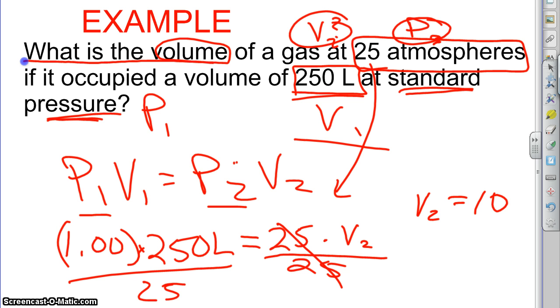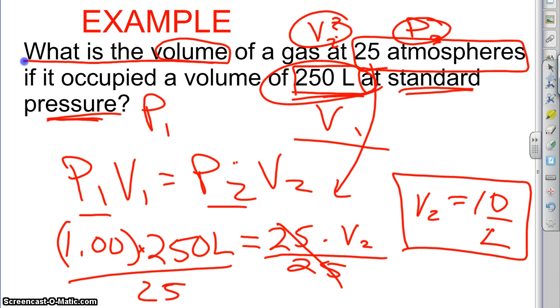I believe we can only justify 2 sig figs, so we'll underline that. 10, and the unit is whatever unit we had before. We plugged in liters, so we're getting out liters. 10 liters is the answer.